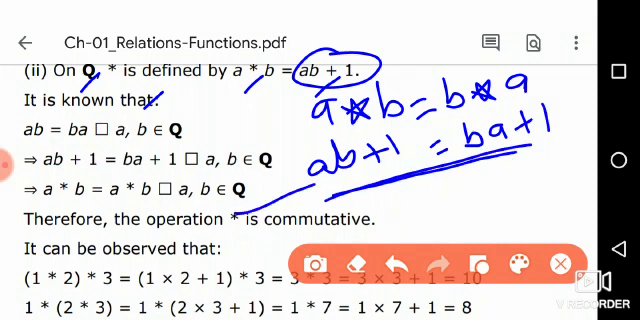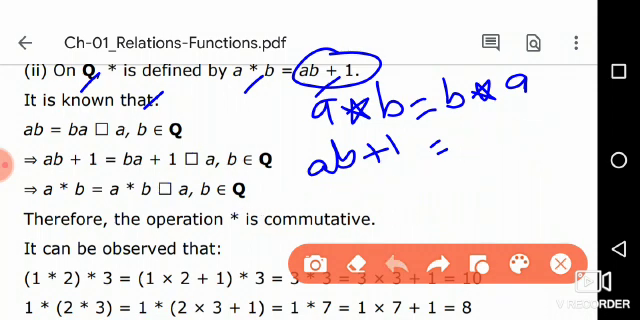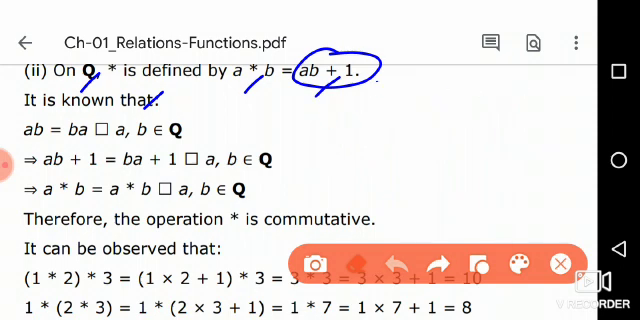Therefore, in this case, star is commutative. Here it should be for all a, b belongs to the given set. Therefore, the binary operation A star B as AB plus 1 is commutative. Likewise, we check the further law, that is whether star is associative or not.